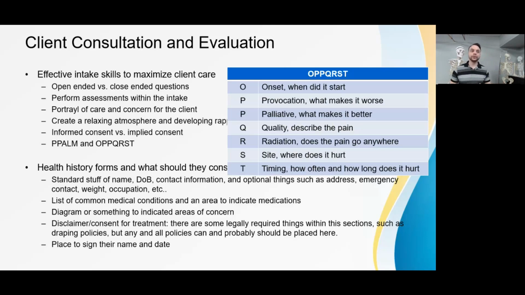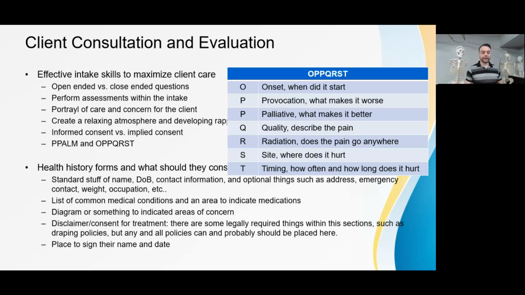Palliative, what do you do to make it feel better, if anything? And in that regard too, have you ever tried massage therapy for this condition in the past, especially if it's something that comes up every now and then, something that's kind of recurrent or chronic?